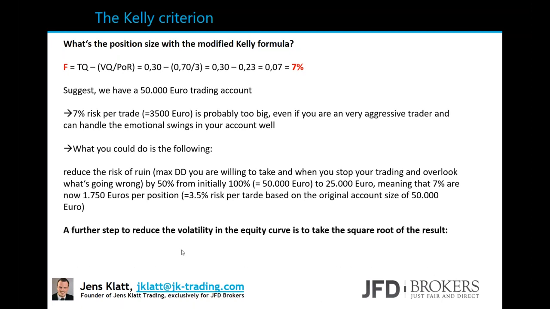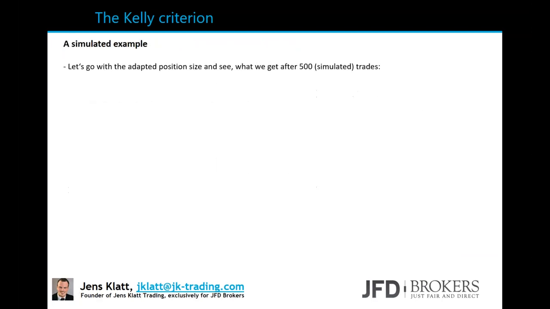So, a further step to reduce volatility here in the equity curve is, for example, to take the square root of this result here. In this case, 3.5%, you take the square root of this, which is still 1.8% per trade. So obviously, what you try to do is make sure that the drawdowns you're facing are not as huge as you might face the moment you're risking 7% here. Obviously, the drawdown will be bigger. This is something you will definitely see here, because what I did is I simulated the second example here.